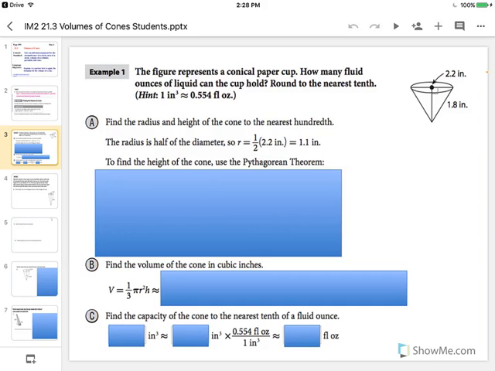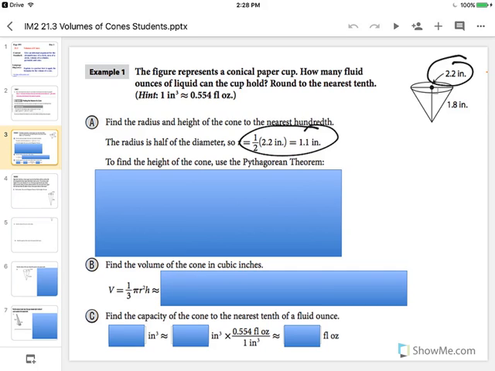For example 1, say that the figure represents a conical paper cup. How many fluid ounces of liquid can the cup hold? Round to the nearest tenth. Hint: 1 cubic inch is approximately 0.554 fluid ounce. Part A, find the radius and height of the cone to the nearest hundredth. The radius is half of the diameter. Here they're giving the diameter, so we take half of it. The radius is 1.1.